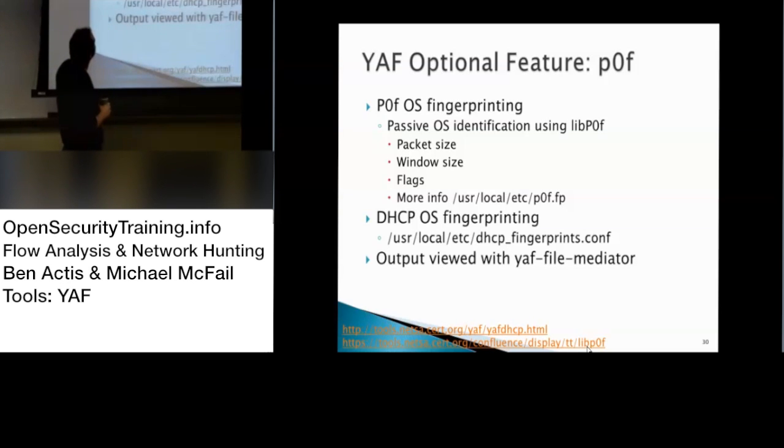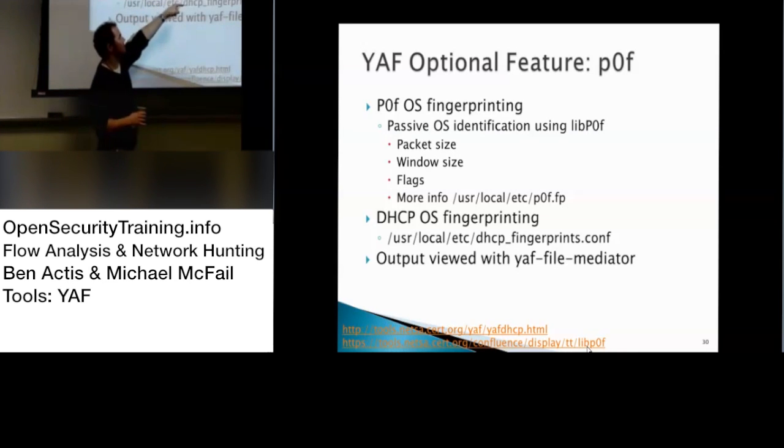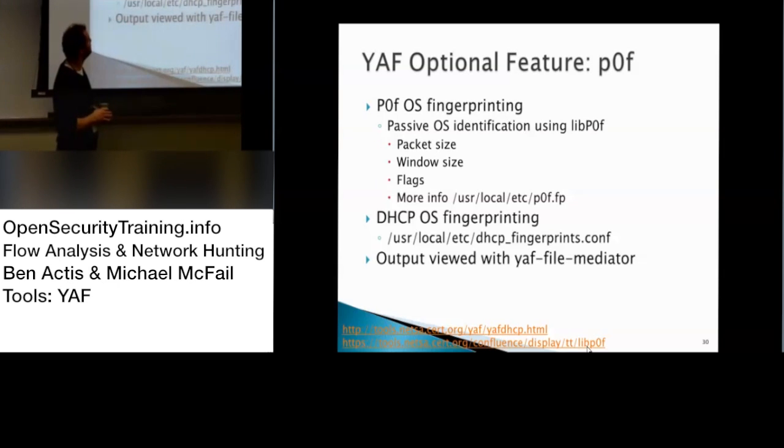So, p0f, OS fingerprint. Like I said, it's passive identification using libp0f. It's their own weird version of p0f. When you actually compile it, it has their version and the original one in there. Use theirs. How it does this is based on packet size, window size, flags. And if you're curious how low level, just pop into /usr/local/etc and open up the p0f.fp file. You can go into more detail there. DHCP fingerprinting can be found here if you're curious. And the output is used with the YAF file mediator.